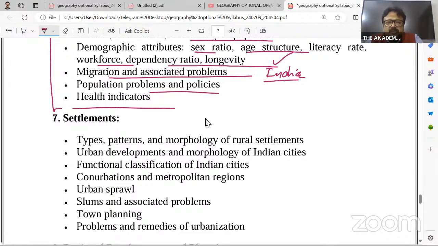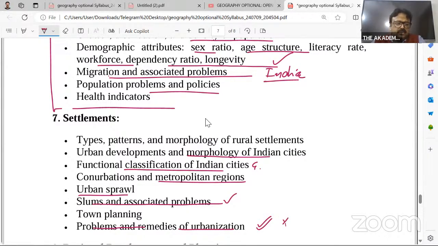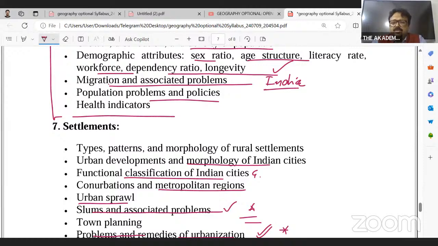Then come to the settlement. Then again you'll find urban development, morphology in Indian city, functional classification. This is part of geography only. Conservation and metropolitan region, urban sprawl, slum, and associated problems. This is the problem of urban area, problems, remedies of urbanization. Again, you'll see this. These are the topics which are going to be there.